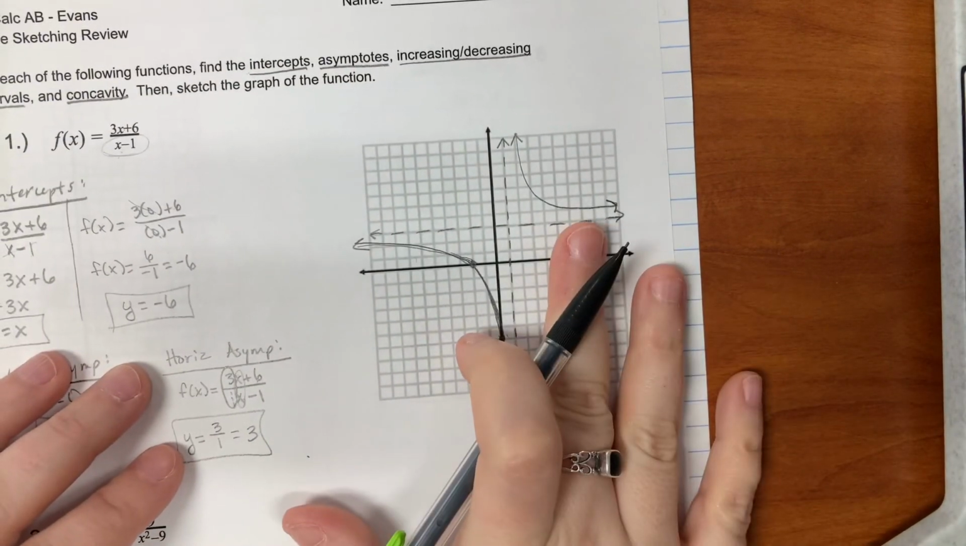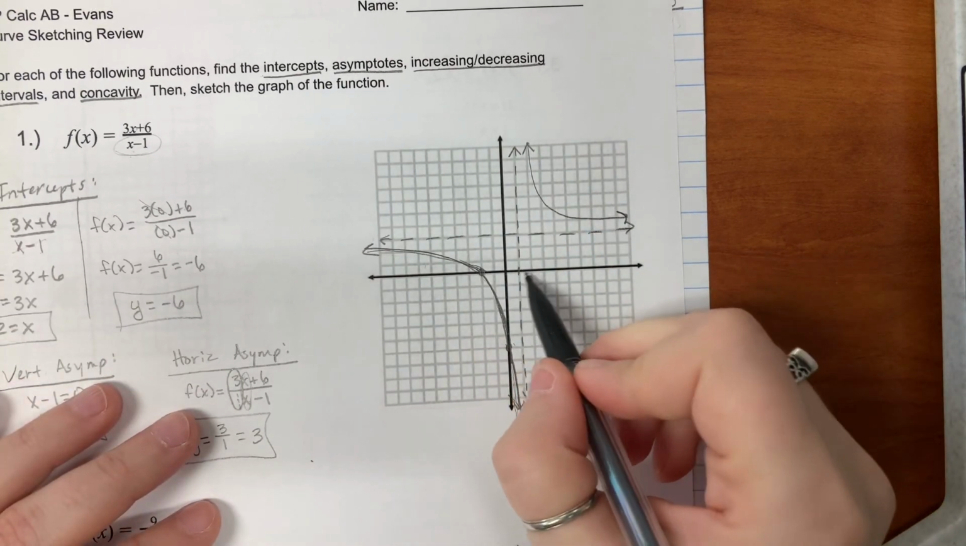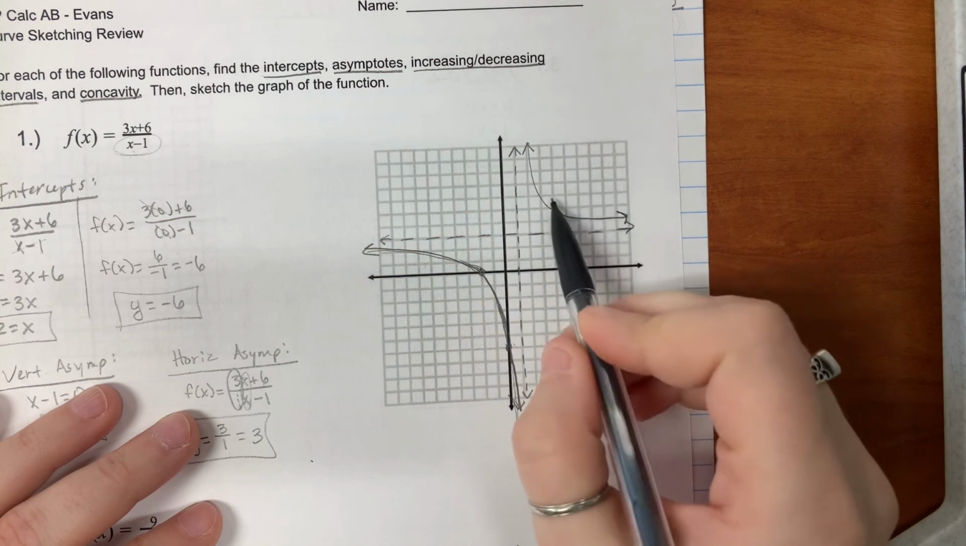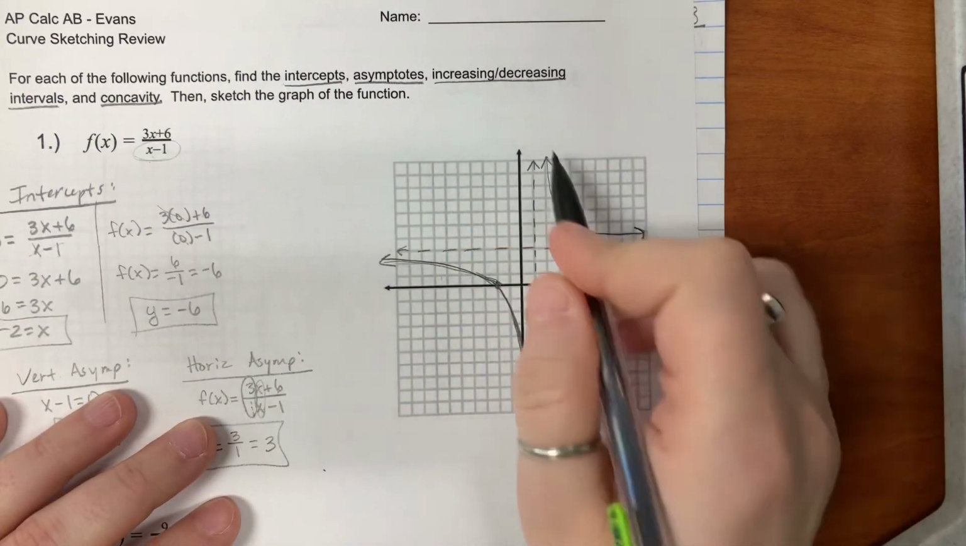Now, you can always check those things. So I made a whole lot of assumptions here. If I'm not sure about something, why not take like x equals 5 and just plug it into my function and see what it is. See if it ends up like I'm saying, right?